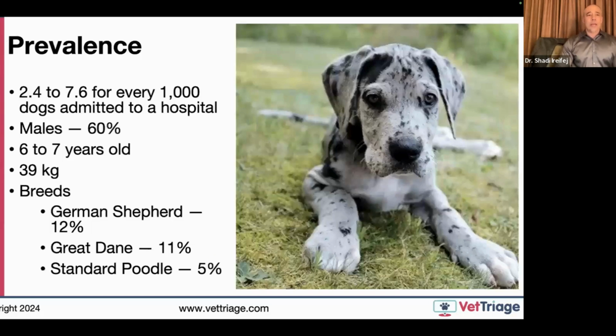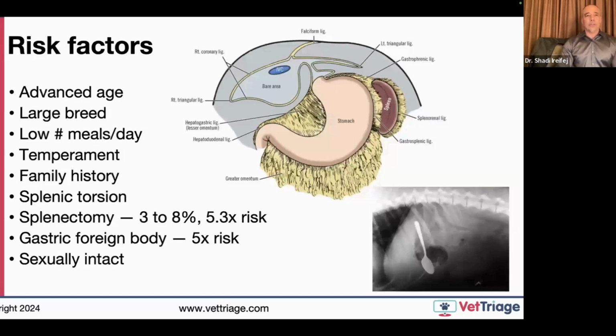A lot of this information, again, for practices that see GDVs, is common knowledge, but just to make sure we're all on the same page: the prevalence of this condition is pretty common, 2.4 to 7.6 for every 1,000 dogs admitted to a hospital. We do see a slight predisposition towards males. They typically are middle-aged to older. They are reportedly 39 kilograms on average. And of course, the breeds: German Shepherds, Great Danes, Standard Poodles, any deep-chested large or extra large breed dog is prone to gastric dilatation and volvulus.